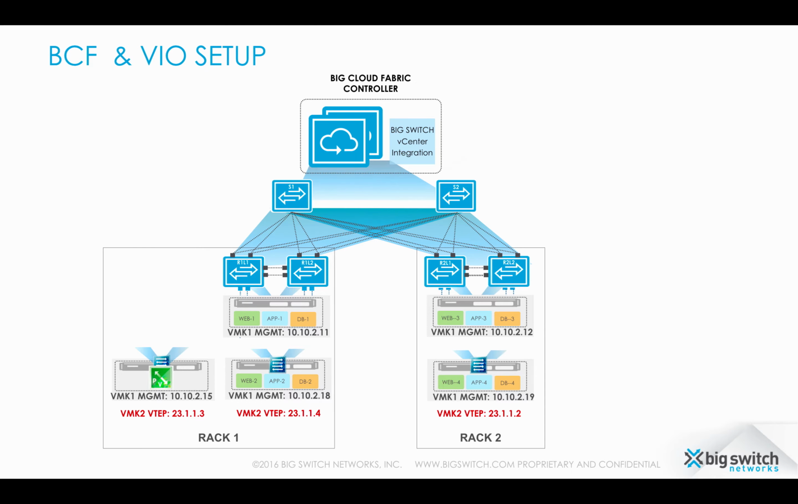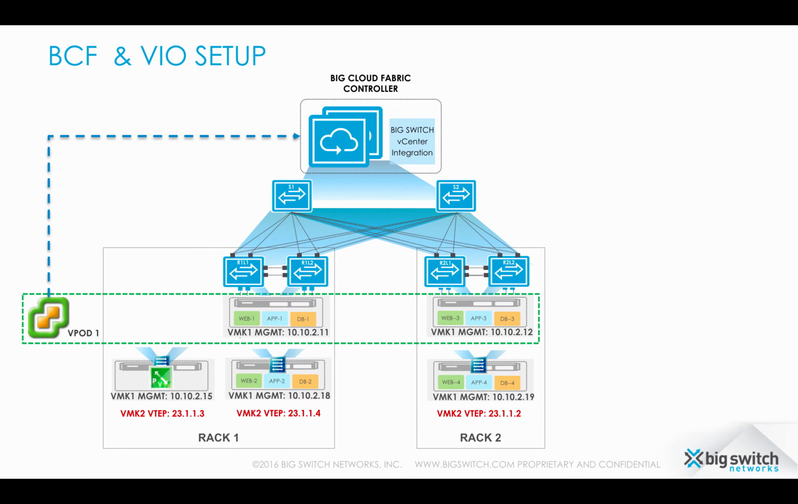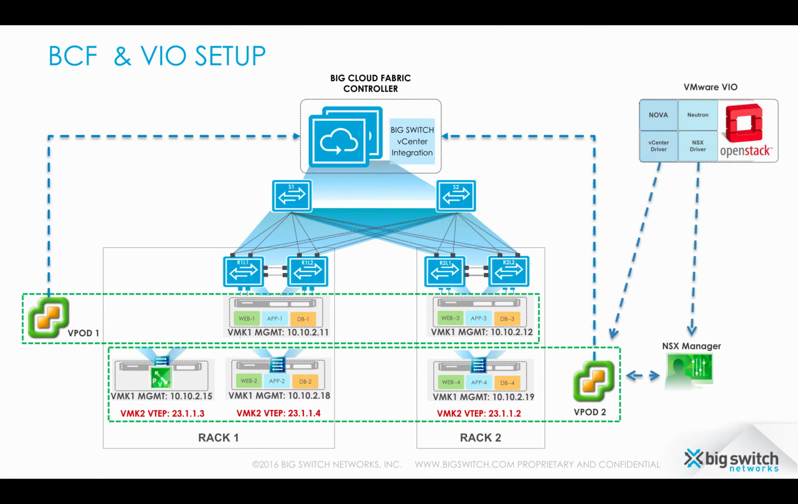Here's the setup we'll be using today. We have a Big Cloud Fabric with two dual-leaf racks, two spines, and a pair of SDN controllers. Several ESXi hosts connect to each rack. We deploy two vCenters, one for classical vSphere networking corresponding to Virtual Pod 1, and another one for VMware Integrated OpenStack and NSX corresponding to Virtual Pod 2.